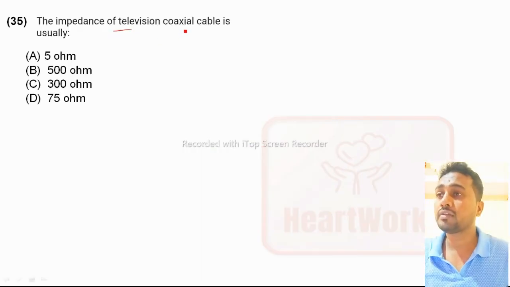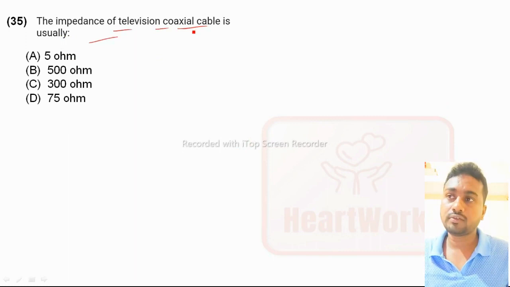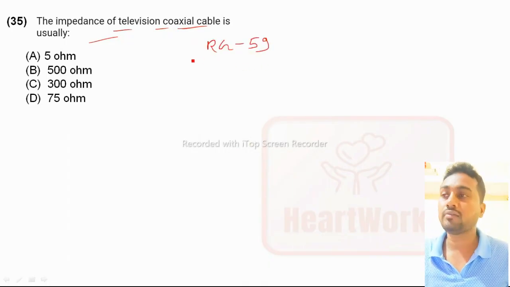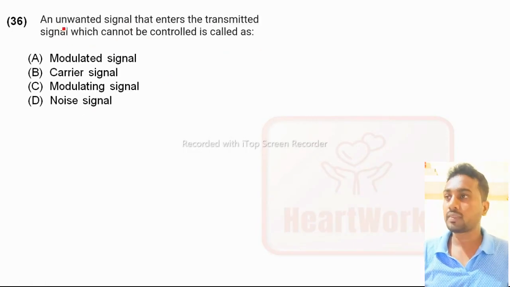The impedance of television coaxial cable is what? What kind of cable is used in television? It is the RG59 cable, and the impedance is 75 ohm.